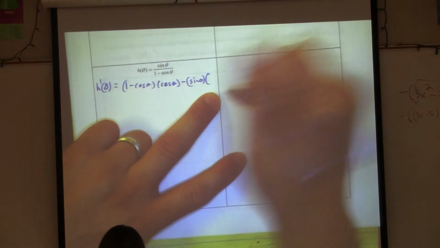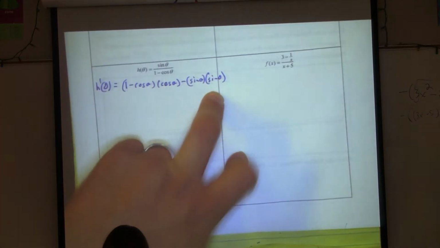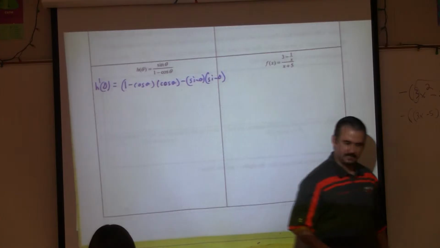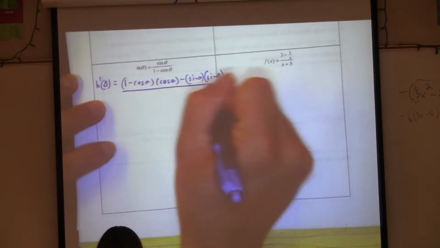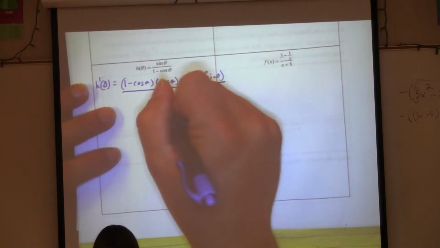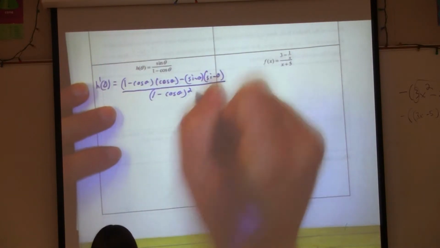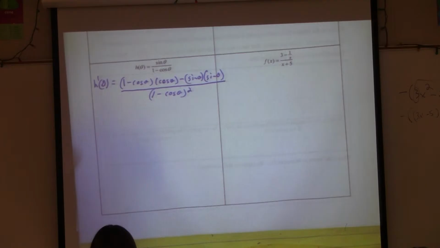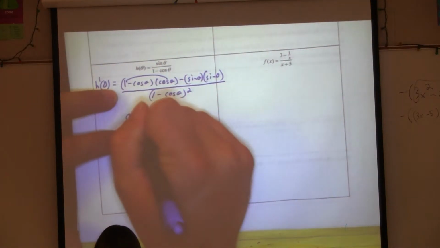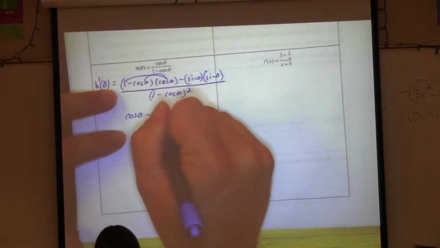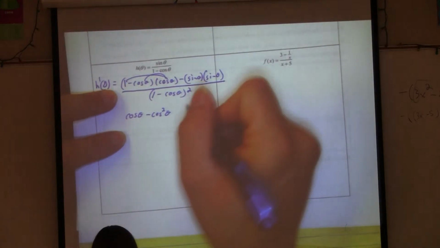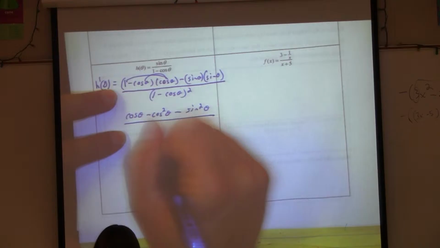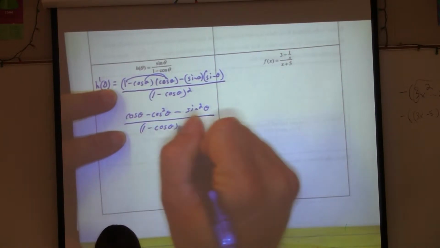Why is it sine theta? Because it's negative, and that's negative sine, so it becomes positive sine. Good? Squared. They're thetas, okay? All right, so what do I end up with here? Cosine theta times 1? Cosine theta. Cosine times cosine? Cosine squared. Minus sine squared. Over 1 minus cosine theta squared.